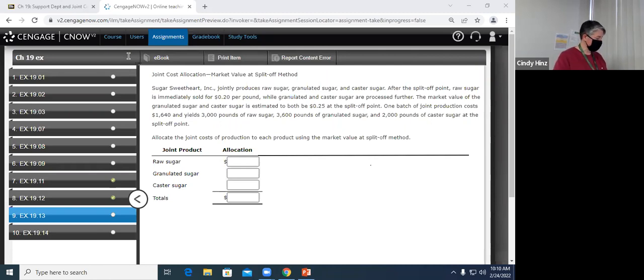Okay. Had to make a note there. So the market value of the granulated sugar and castor sugar is estimated to both be 25 cents at the split off point. One batch of joint production costs $1,640. So that's what we are going to allocate, $1,640, and that is the cost to get the sugar cane, the raw materials, into raw sugar.